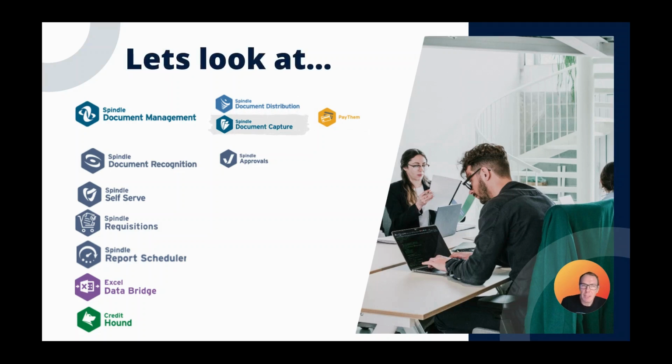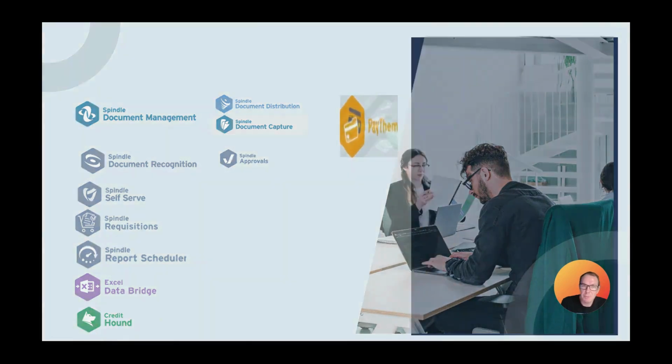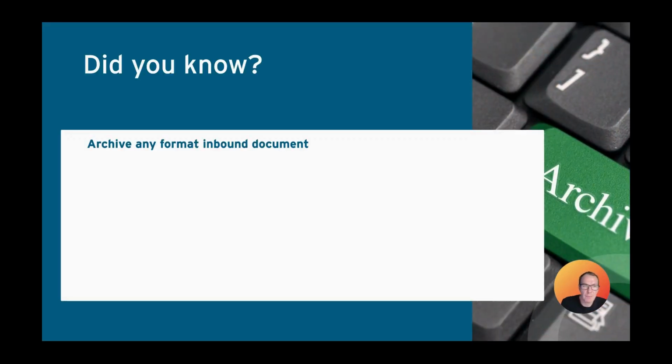So next we're going to have a look at Spindle document capture, and this is all about scanning and archiving documents coming into the organization. So we can often take those documents in a variety of different formats. There's different ways to capture documents. We can drag and drop them across and capture them into Sage 200. That's often really easy, particularly if we collect those documents out via email.